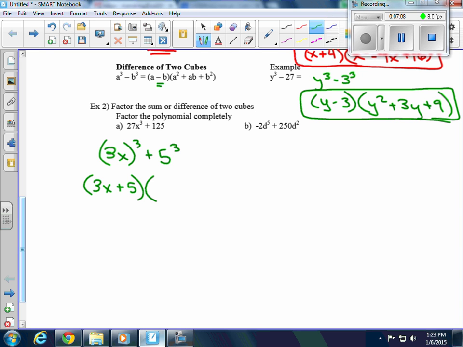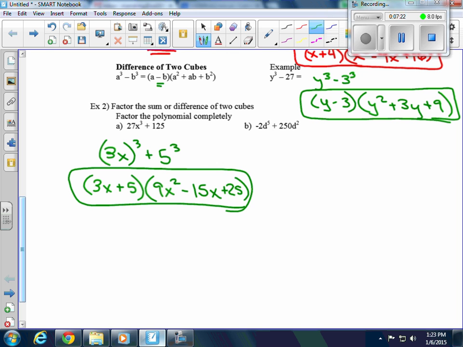And then we're going to square the first term. Well, that's 9x squared. Multiply the two together. That's 15x, and it's going to be negative. And then square the last term. That's 25. And here is your answer when it's factored.